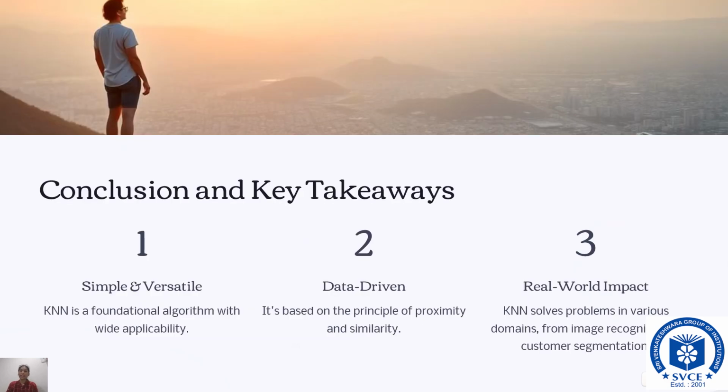Next, let us see the conclusion and key takeaways. Firstly, the KNN algorithm is simple and versatile. It is widely applicable and it is one of the foundational algorithms in machine learning. Next one is data driven. That is, it is based on proximity and similarity. Then, real world impact. As we saw in the applications, it solves problems like image classification, customer segmentation, and recommendations, and it is also used in different domains and applications.